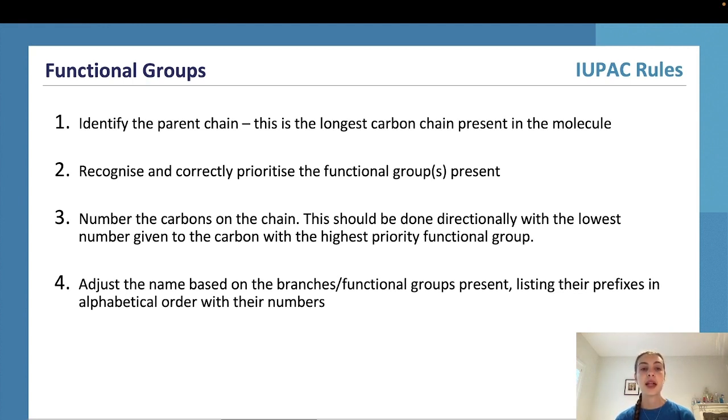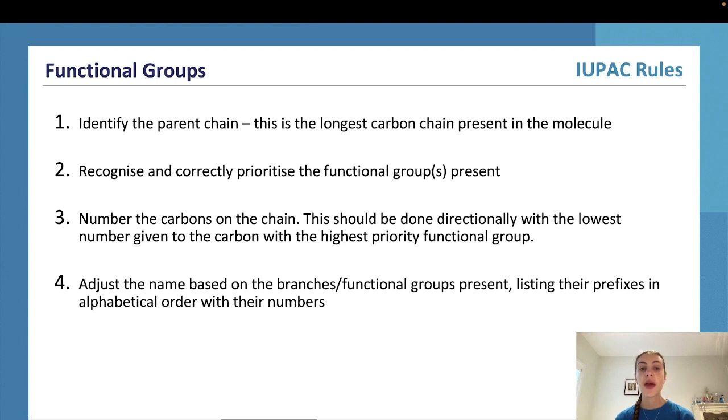The second step is that you need to recognize and correctly prioritize what the functional groups are that are present. We'll look more into the prioritizing a bit later, but recognizing what the functional groups are is very important. That's looking along the molecule and identifying: do we have a hydroxyl group, or a carboxyl group, or a carbonyl group, or is there nitrogen in this molecule also coupled with a carbonyl group, which may make it an amide as opposed to an amine.